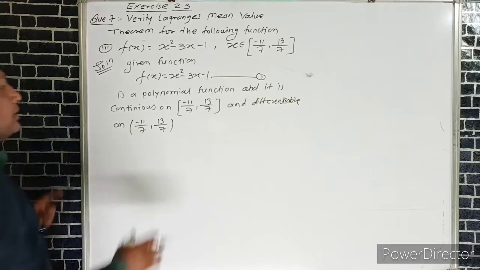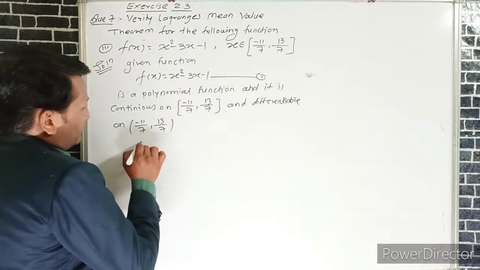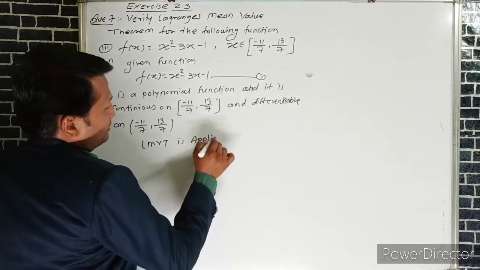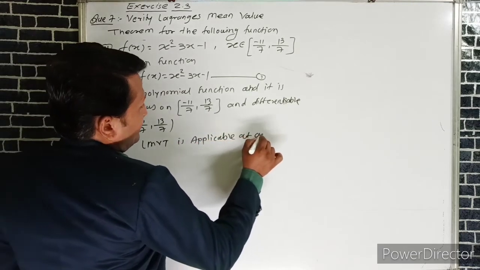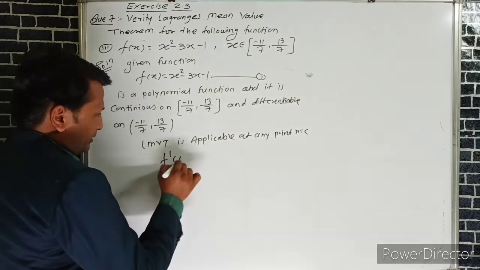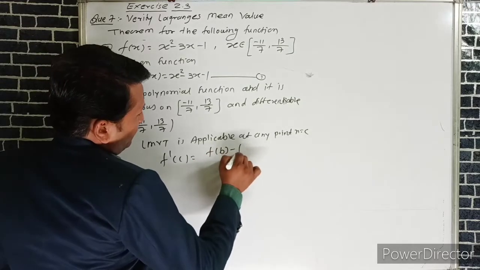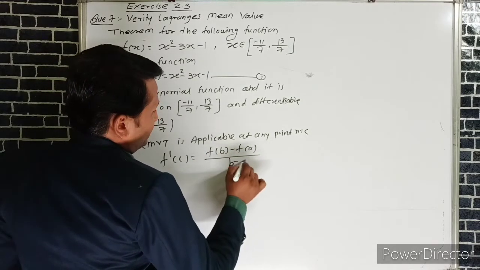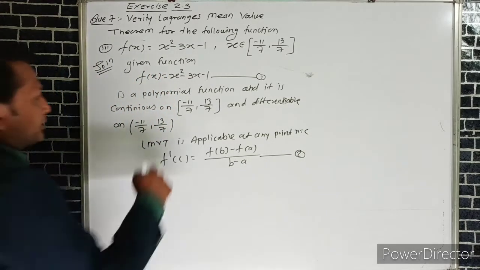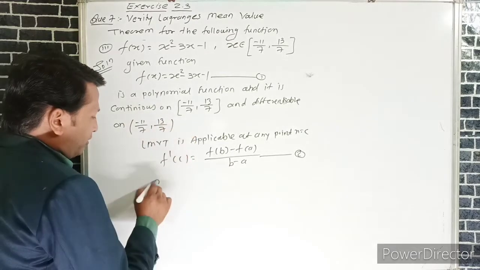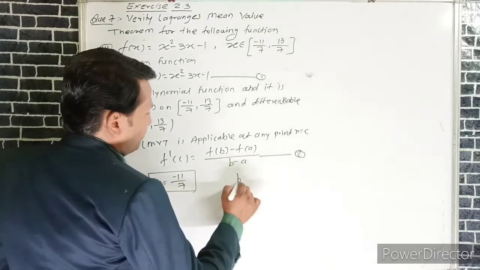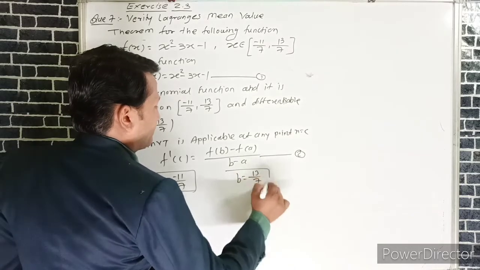So LMVT is applicable at any point x equals c, where f dash of c is equal to f of b minus f of a upon b minus a, which is equation number 2. So here we can say that the value of a is minus 11 by 7 and the value of b is 13 by 7.